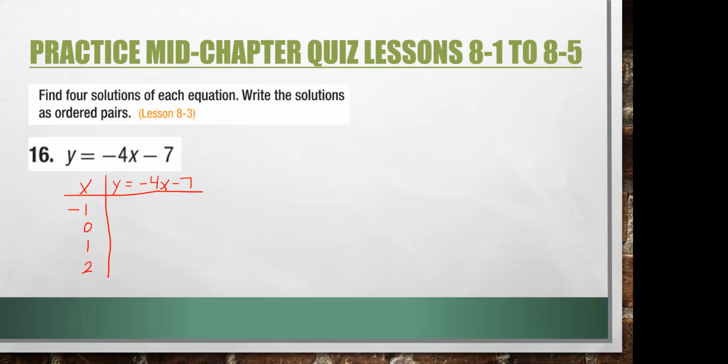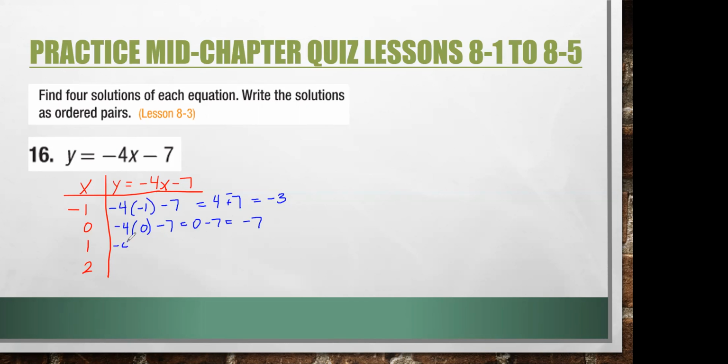So all we're doing is plugging in each one of these x values into this equation and solving for y, okay? So I've got -4 times x, which is -1, minus 7. And then I solve. So -4 times -1, that's going to be +4. And 4 minus 7, I add the opposite, that's going to be -3. Okay, and then when x is 0, I've got -4 times 0 minus 7. So -4 times 0 is 0. 0 minus 7 is -7.